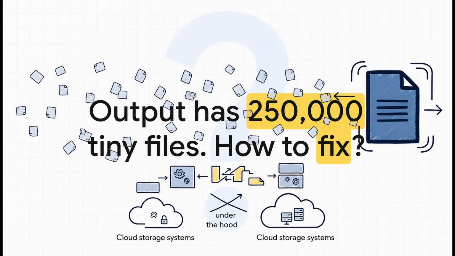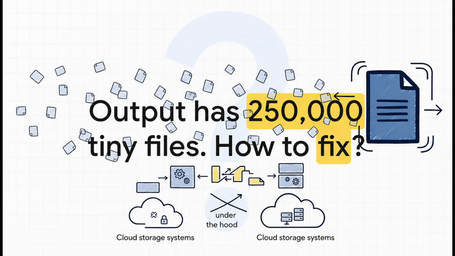Picture this. You're sitting in the hot seat during a top-tier data engineering interview, and the interviewer slides this question across the table. Your output contains 250,000 tiny Parquet files. How would you fix this? I mean, it sounds super simple, right? But watch out, because this question is actually a massive trap.